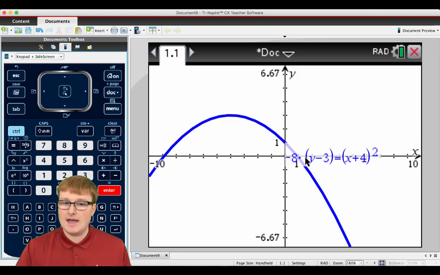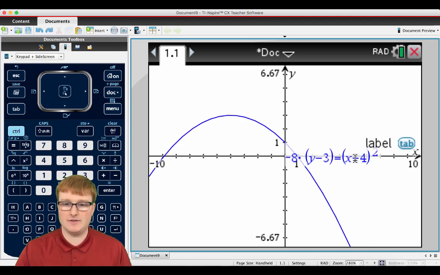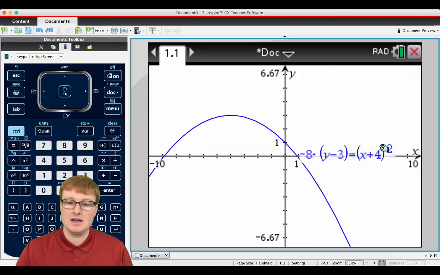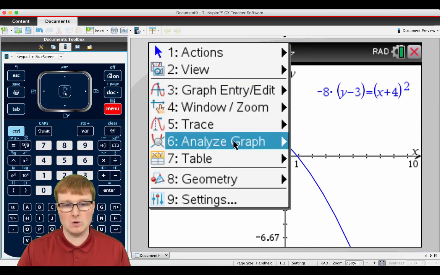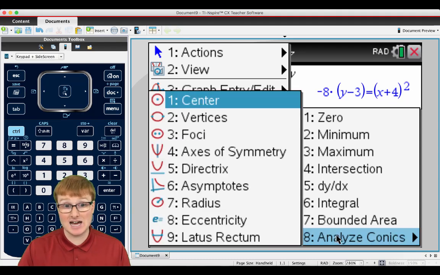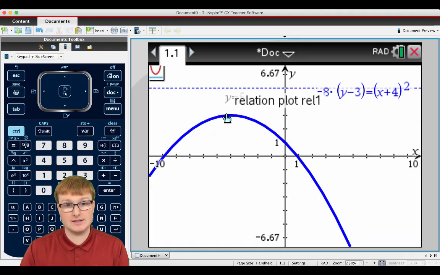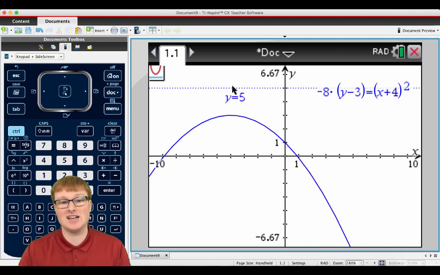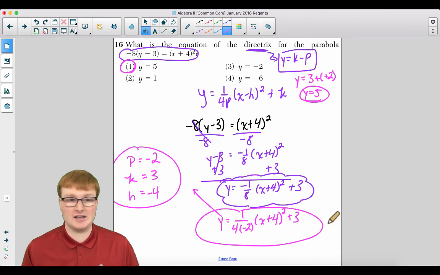Okay. And we have this. So you're probably thinking to yourself, what in the world does that do for us, Trevor? Well, I'd be more than happy to tell you. A quadratic is actually a conic section. So if you go to menu and go to analyze graph and go to analyze conics and you click on directrix, and if you click on this, hey, look at that. It tells you that the directrix is y equals 5. So that's how you get your answer literally within 30 seconds.